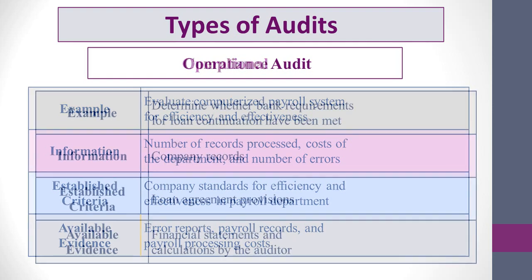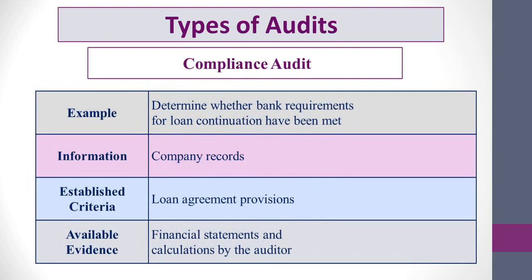Okay? Second type of audit is complaints audit. What is the meaning of complaints audit? The performance of complaints audit is dependent upon the existence of verifiable data and of recognized criteria or standards such as established laws and regulation or an organization policies and procedures. This means that the complaints audit is focusing on to be sure that the company is following the laws, regulation and policies and procedures.